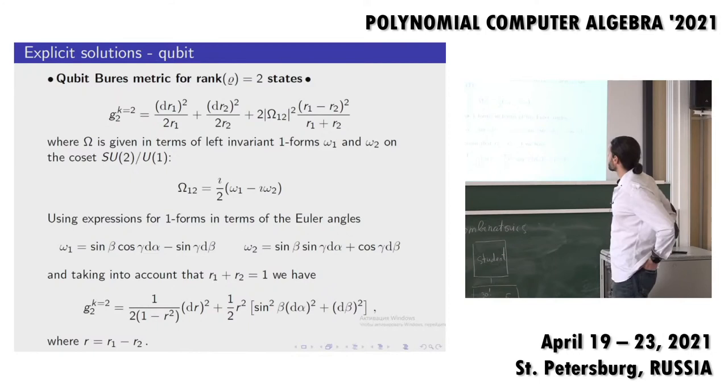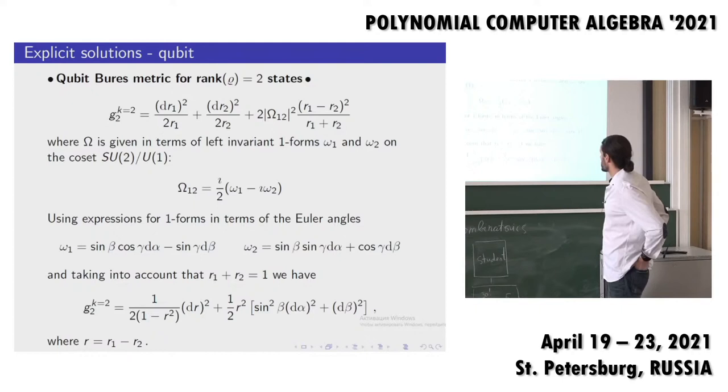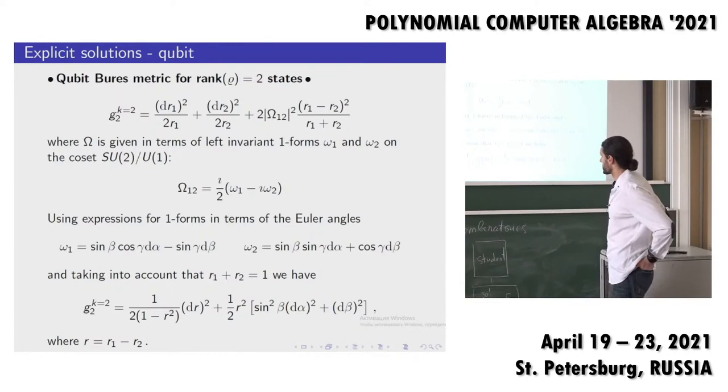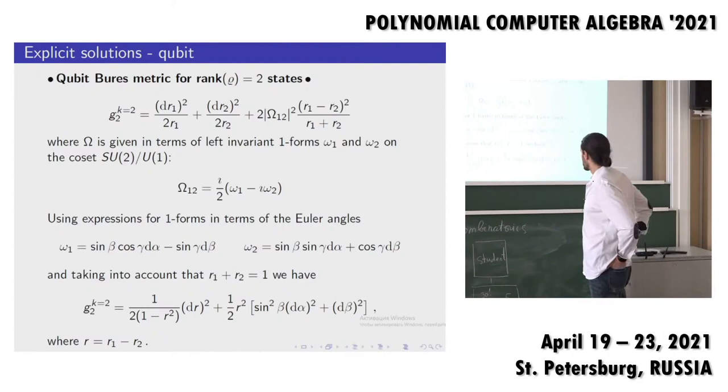So the first step is to calculate the omega, these left invariant forms, which are given explicitly here through the Euler angles. And taking into account that R1 plus R2 equals 1, that's the condition of trace 1, we get this expression for the Bures metric. Here 2 means we are working with a qubit, k equals 2 is the rank of the matrix. So that's the first expression.